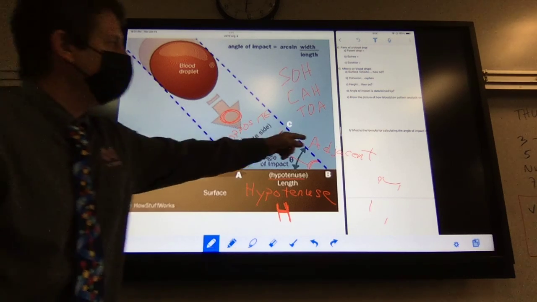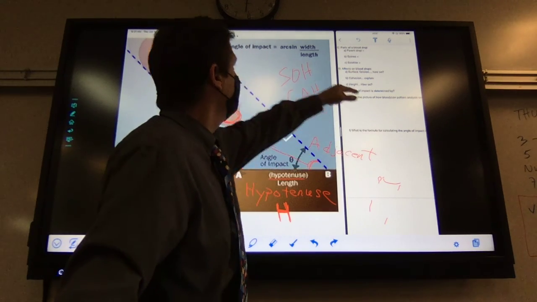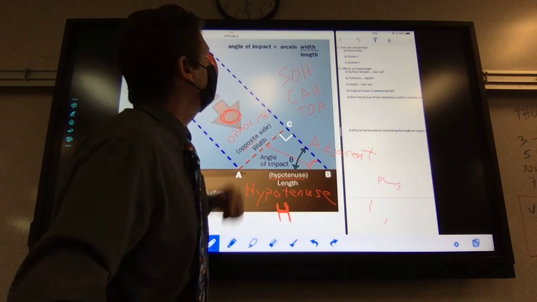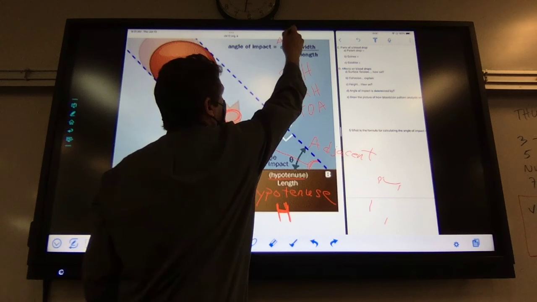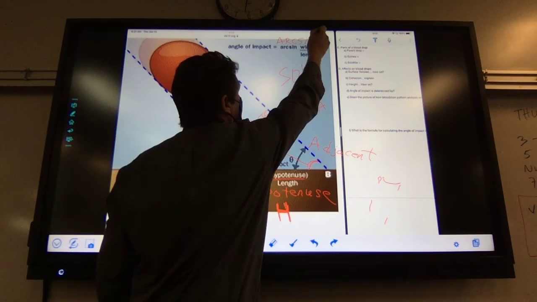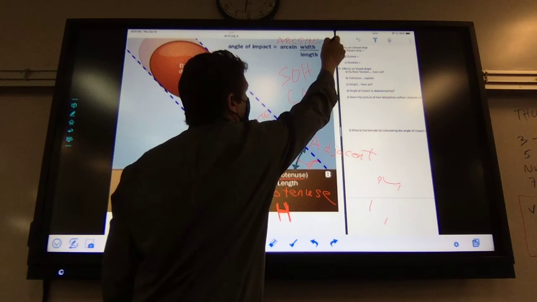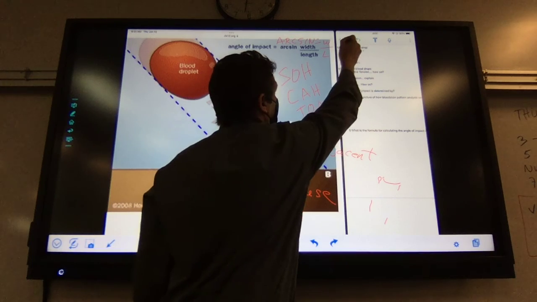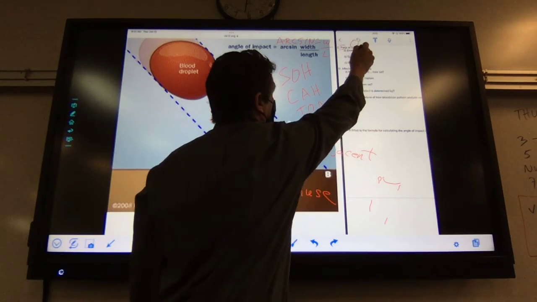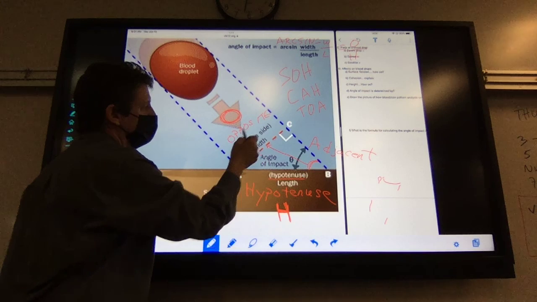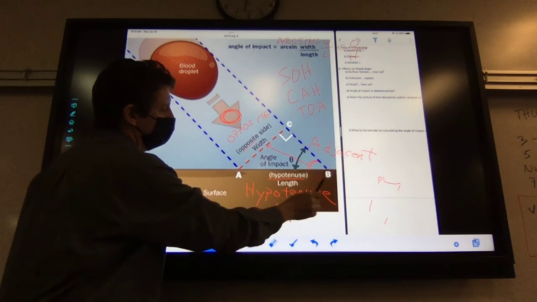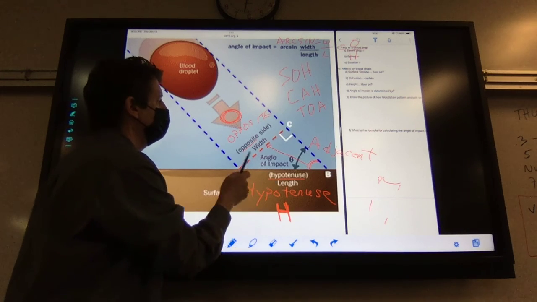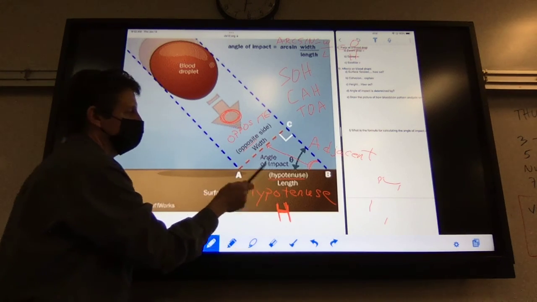Then the last question over here, what is the formula for calculating it? It's right here. The angle of impact equals, and you're going to write, it says arcsin. The arcsin is the width divided by the length, or in other words, it's the opposite over the hypotenuse. So the width is the opposite, and the length is the hypotenuse. Did I say that right? The width is the opposite, and the length is the hypotenuse.